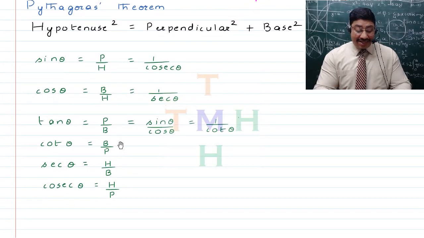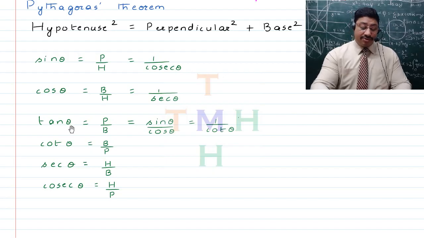Now tan theta is actually tangent theta, and it's equal to perpendicular upon base. Perpendicular upon base can also be had if you divide sin theta by cos theta, and as such sin theta upon cos theta becomes equal to tan theta. And thus you can even write tan theta by its inverse, that is 1 upon cot theta, because cot theta is its inverse. So if you invert it again, you will get tan theta.